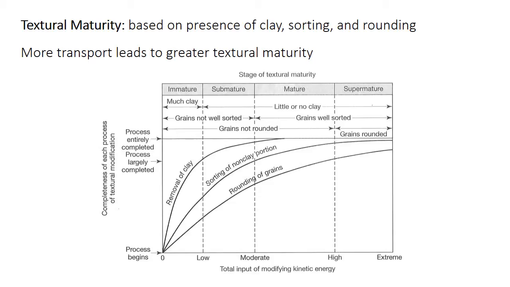Clay is the first thing to be removed as the rock becomes more texturally mature. Then finally the sorting increases, and the last thing to really happen is that the grains become well-rounded. So a texturally mature sediment contains basically no clay. It would be an arenite, not a wacke. It has well-sorted and fairly well-rounded, or at least sub-rounded grains. The textural maturity is a good measure of the transport distance, or it's really a measure of the amount of energy that's been used to modify those grains, which is, in a general sense, proportional to the amount of transport.